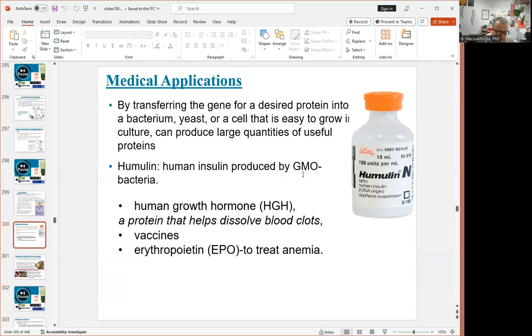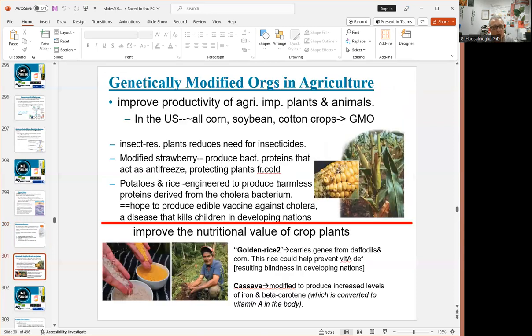So, some medical applications of these DNA techniques. One best example maybe will be human insulin. Human insulin is produced by a GMO bacteria right now, and it's called this brand here, Humulin. This can make the production of insulin much faster and easier. And some other proteins or vaccines are also now produced by these DNA techniques as well.